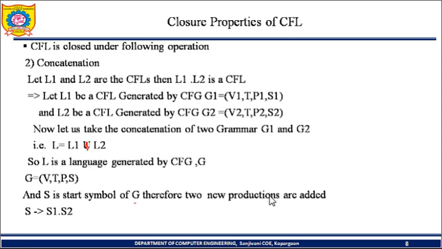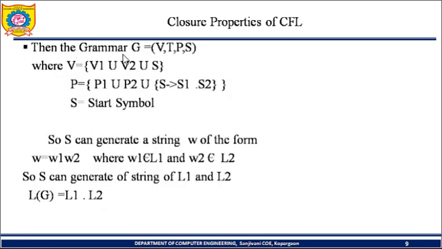Therefore, here we need to add a new production, that is nothing but S tends to S1 dot S2. That production we need to add. So now after taking the concatenation, G is equal to V, T, P, S. V is nothing but V1, the set of variables of the G1 grammar, union V2, the set of variables of the other grammar G2, and S. Here we need to add the productions: P1 are the productions of the G1 grammar union P2, the productions of the G2 grammar, and S tends to S1 dot S2, and S is the starting symbol.